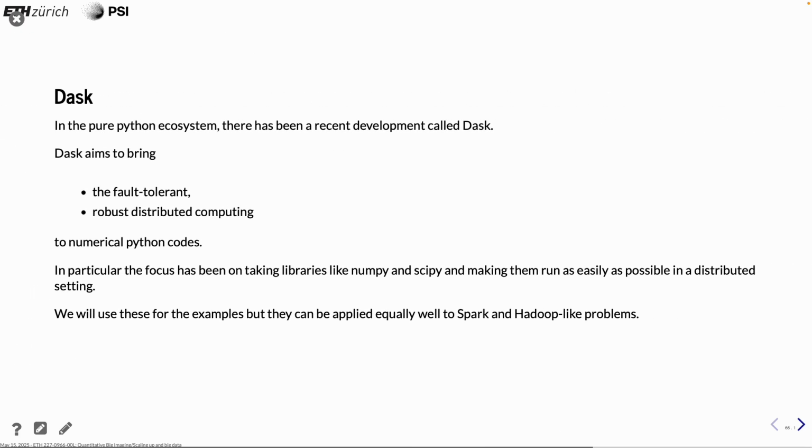Another option in the Python system is Dask, which is a pure Python system, and it aims at providing a fault-tolerant and robust distributed computing interface to execute numerical Python code. The good thing is that it has a similar interface to what you have with NumPy, SciPy, and scikit-image. I'm not sure about OpenCV, but those are for sure. And then you can also use them in Spark or Hadoop-like problems.